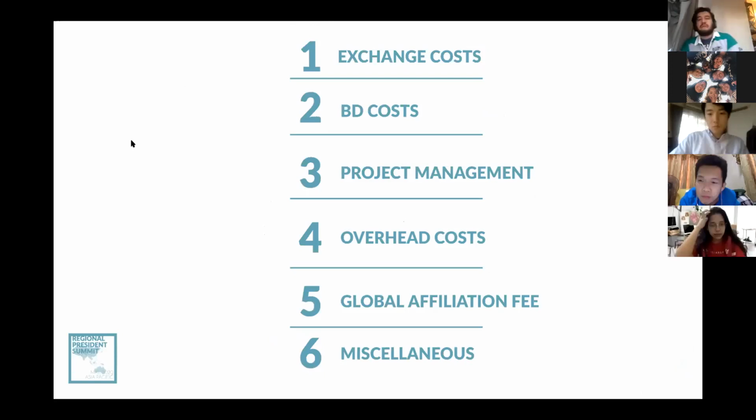So now we're going to be moving on to the next part, which is what are the type of costs that we normally have in ISEC.